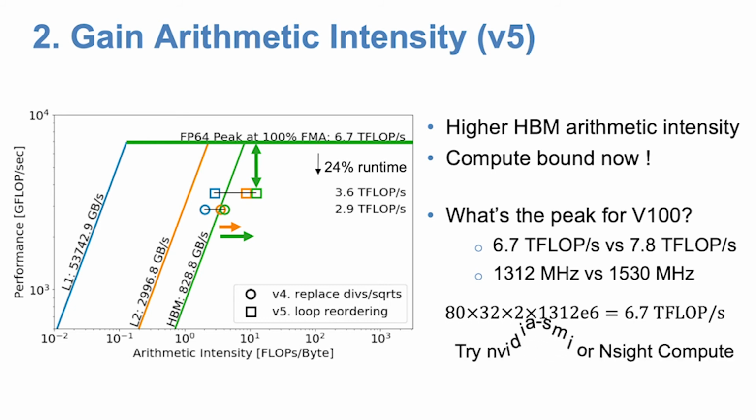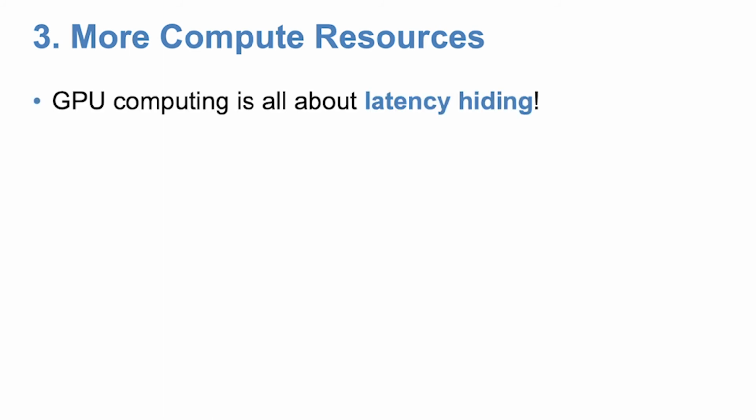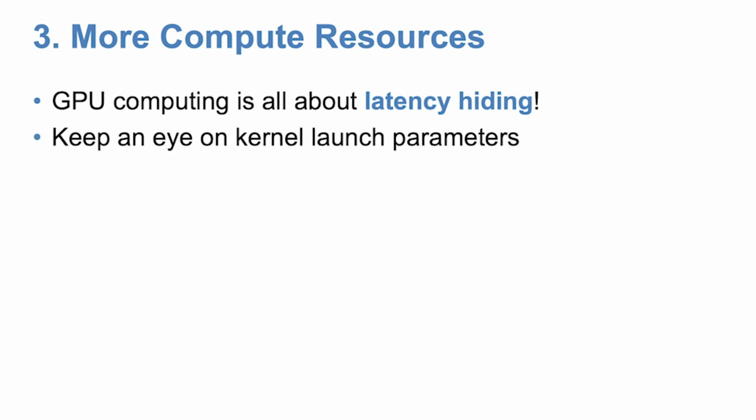It would be prudent to check the frequency and the exact compute ceilings so that you don't overestimate the peak or underestimate your performance. Utilizing the compute resources includes utilizing more GPU threads. At the end of the day, GPU computing is all about latency hiding. So it's always a good practice to keep an eye on the kernel launch parameters so that we have enough active warps to choose from.